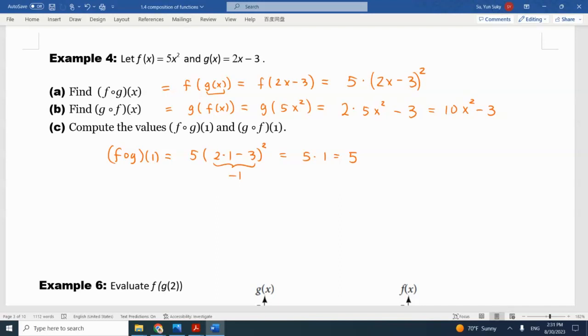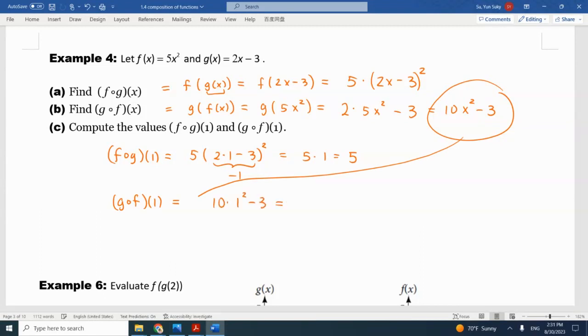Next one, G composite F of 1. So we use this formula. 10 times 1 squared minus 3 is 7. You plug in x is 1. So 1 squared is 1, times 10 is 10. 10 minus 3 is 7.